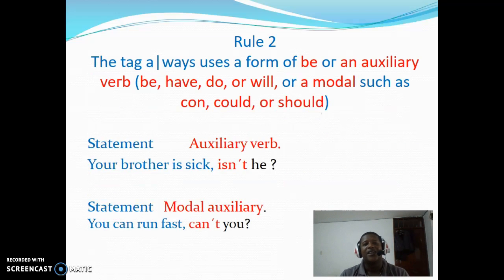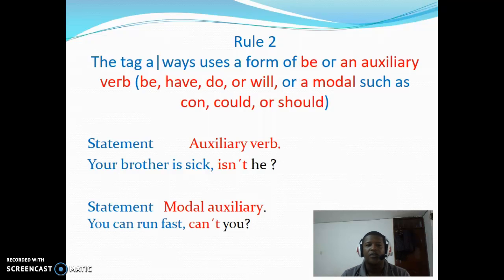Rule number two. The tag always uses a form of be or an auxiliary verb. For example, be, have, do, or will, or a modal such as can, could, or should. So sorry for my writing here. It was can, no, could. And here I repeated it, but don't worry, it's okay. Anyway, let's continue with the sentences to see the examples.